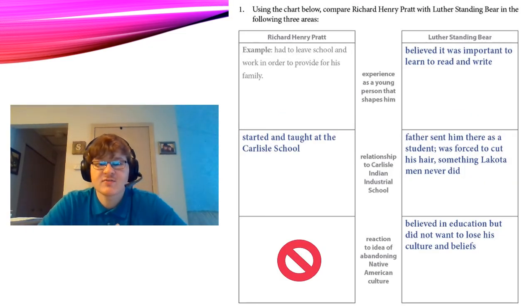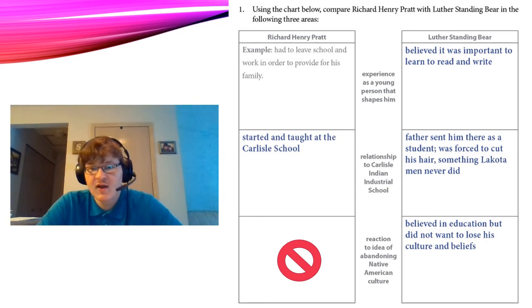Take a look at my notes here on the right. So, an experience as a young person that shaped Luther Standing Bear. He believed it was important to learn to read and write. That mostly came from his father. Remember, his father toured. His father went to Washington D.C., met the president, went to New York, and saw how the world had changed.